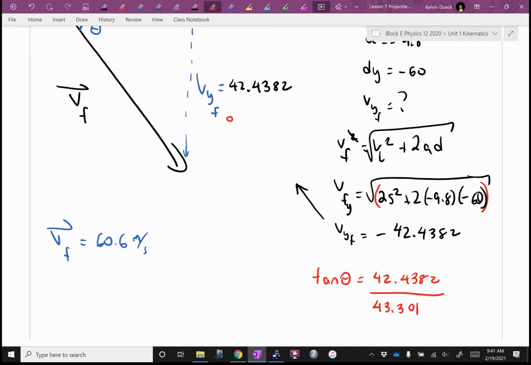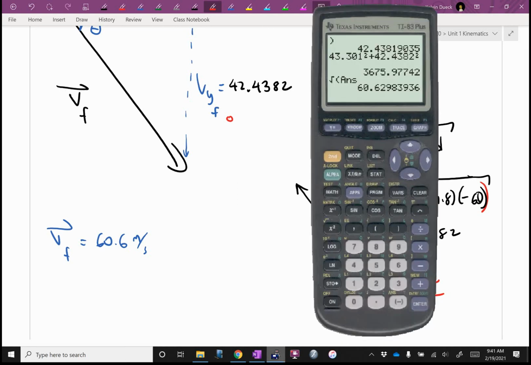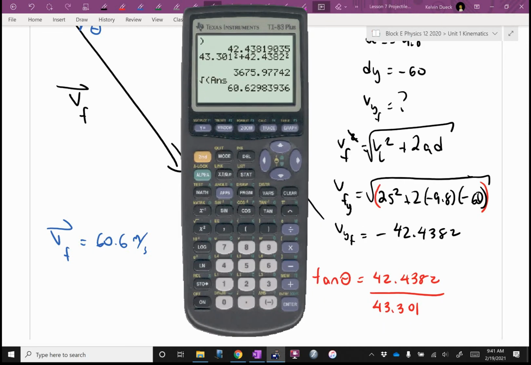I don't know whether I'm above or below, but am I right when you do the shift tan? Yeah, it's got to be. So that's neither here nor there, but it's a handy built-in error check. 42.4382 over 43.301. Do you get 44.4?